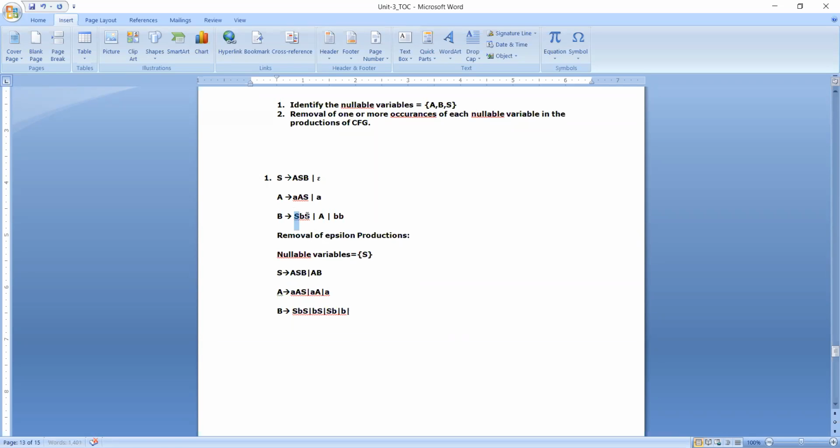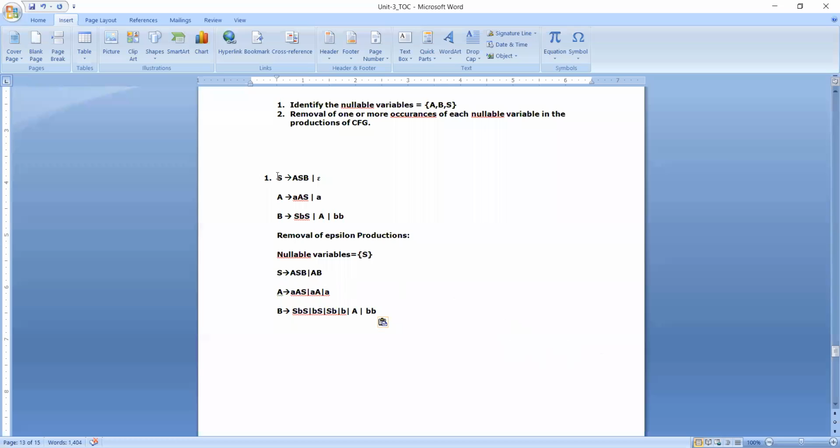So like this, we are removing the nullable variables which are available inside the given production. Then these two are already available, so we are going to add these two to the list as it is. Understand? That is the reason why I told you that. So slowly, we need to go for removal of one or more occurrences of each and every nullable variable available inside the context free grammar. Understand? So this is how we go for the removal of the nullable variables.